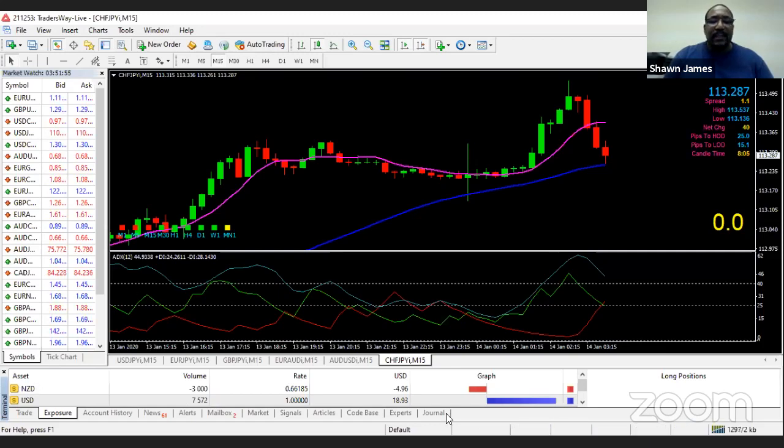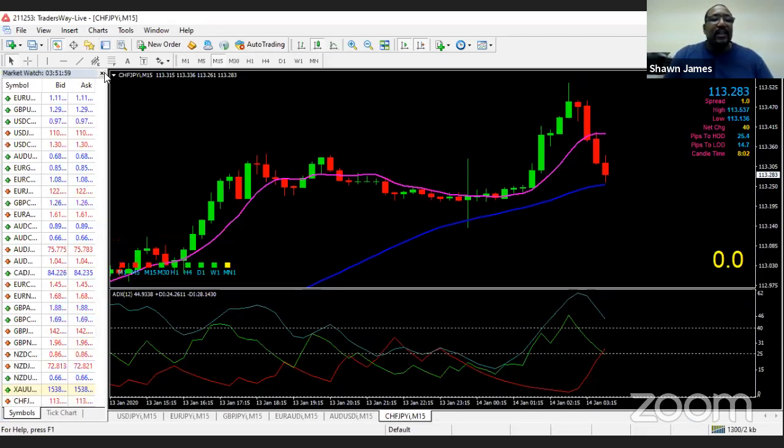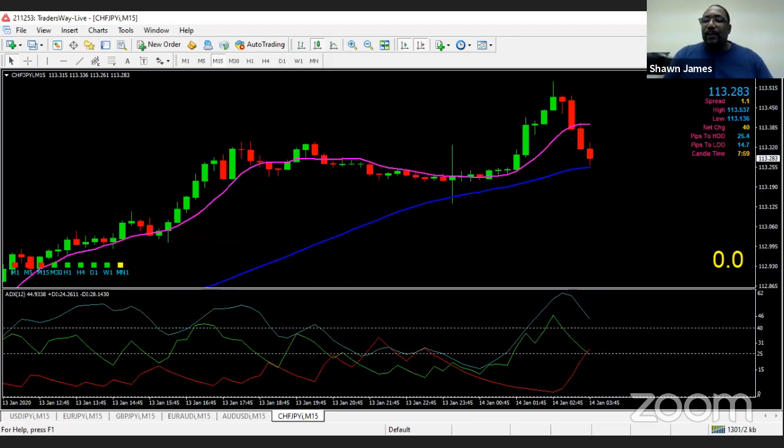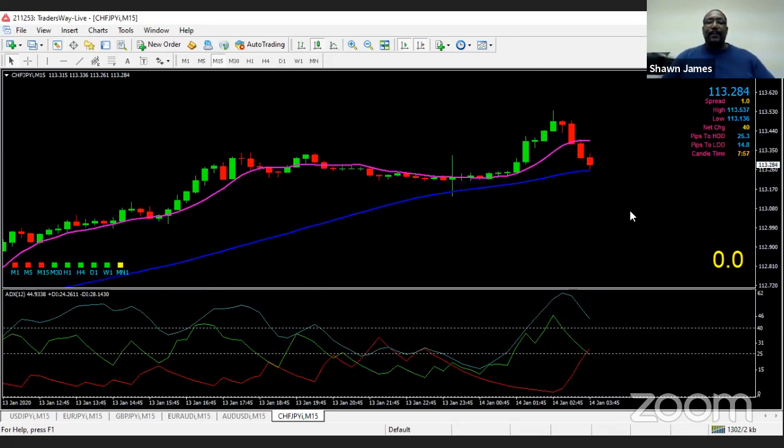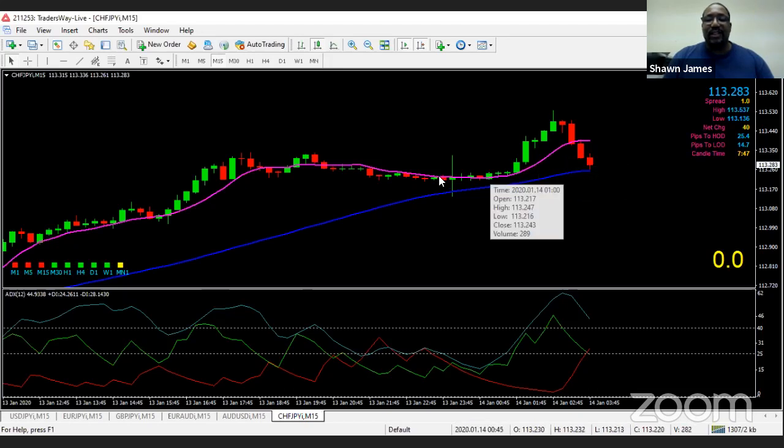So let's talk about this. Let me clear my screen a little bit, expand this. First and foremost, the TWB strategy, Team Wealth Builder strategy, is focused on really only 3 indicators. The first is an 8 moving average. This is the magenta line that you see right here.